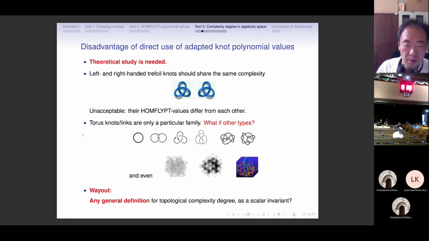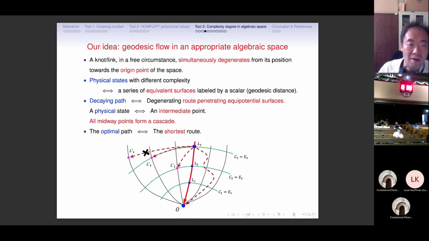The second weakness is that in our last two HOMFLYPT polynomial studies, we focused on the torus knots and links. They are only a particular family, right? How about other types of knots and links? We need to develop some general method to quantify topological complexity degrees, right? So we have the following idea.